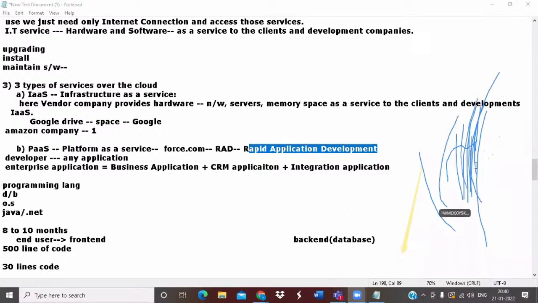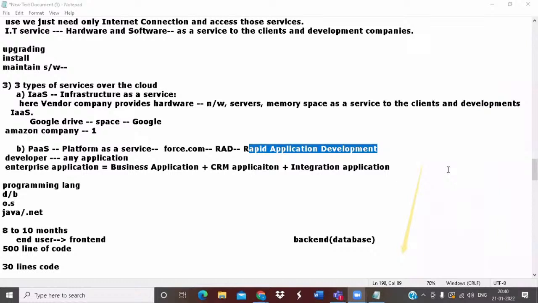Clear, everyone? Hello, excuse me. Who is this guy? What is your name? It starts with T.